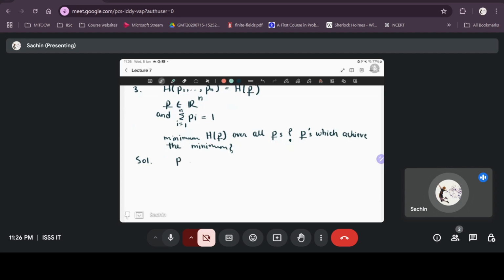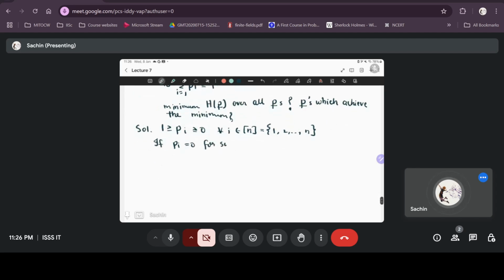So first note that pi is greater than or equal to 0, less than or equal to 1 for all i in this set [n]. So this is notation for the set 1, 2, 3 up to n. Now if pi equals 0 for some i, by definition pi log pi equals 0.